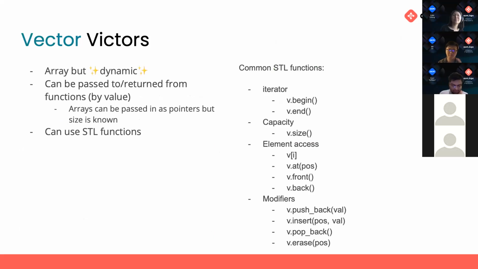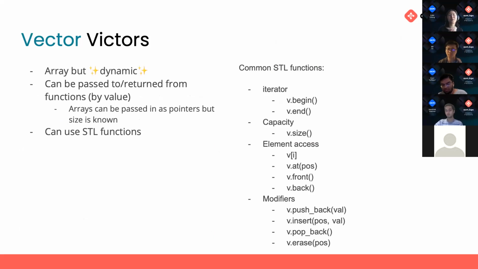Okay, so now we're gonna talk about vectors. Vectors are like arrays, but they're dynamic. They can be passed and returned from functions. This is important because for arrays, you can't really pass in or return them. Instead, they're accessed as pointers, and you don't really know their size. So you have to include another parameter to define their size. This might be troublesome because that's more work.